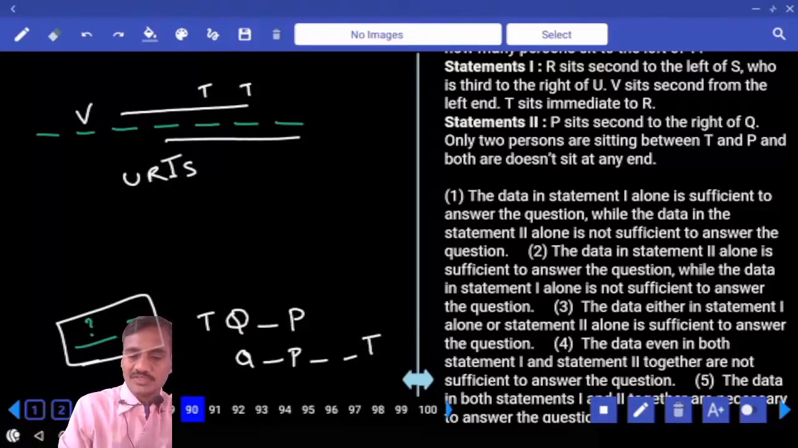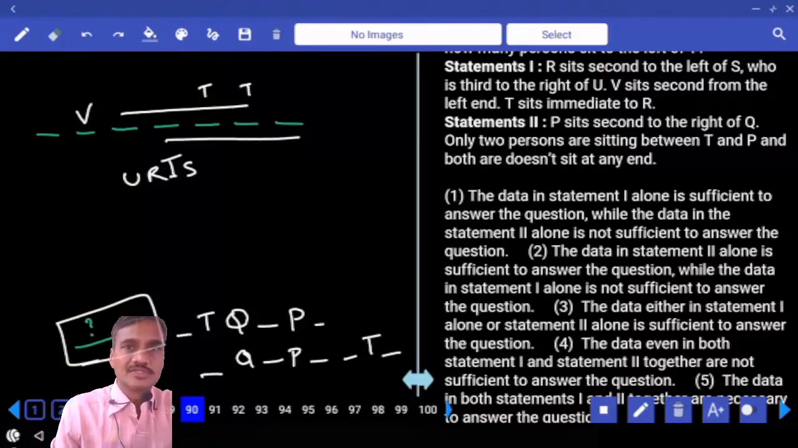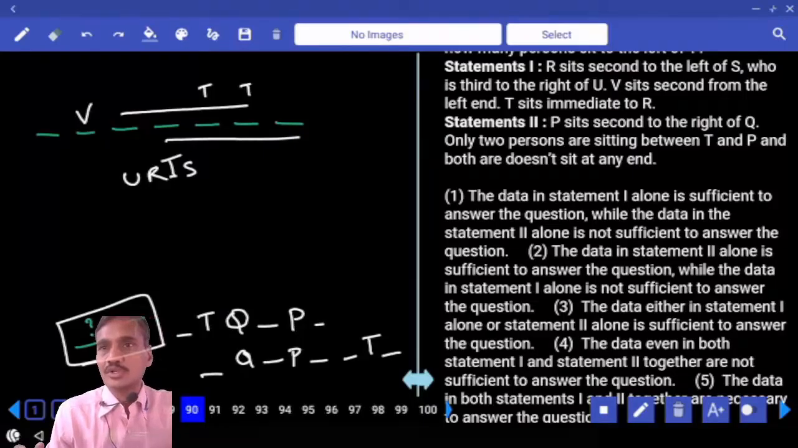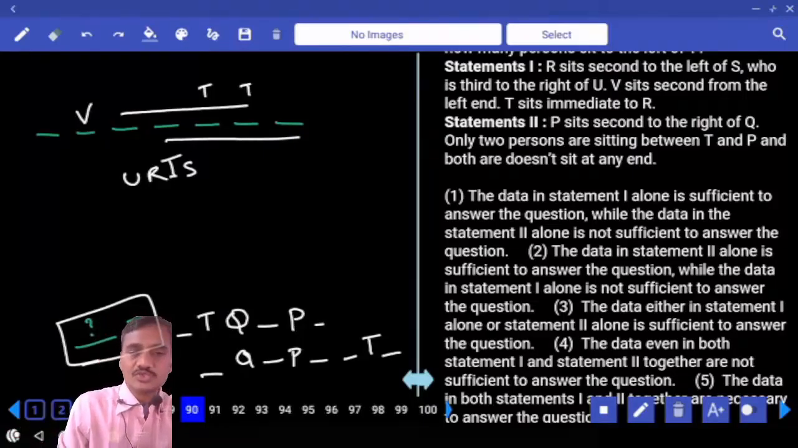1, 2, 3, 4, 5, 6. It could be like this or like this. Hence, are you getting a unique answer here? No. Hence 1 alone is not sufficient, 2 alone is not.